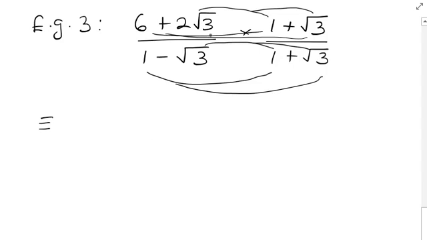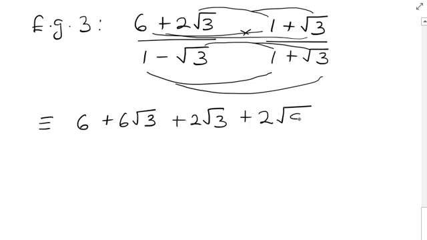So let's start. 6 multiplied by 1, that's 6. 6 multiplied by root 3, that will be plus 6 root 3. We always want to write the whole number first. Then plus 2 root 3 multiplied by 1, that will be plus 2 root 3. Then plus 2 root 3 multiplied by root 3, that will be plus 2 root 3 times root 3, root 9. So plus 2 root 9.